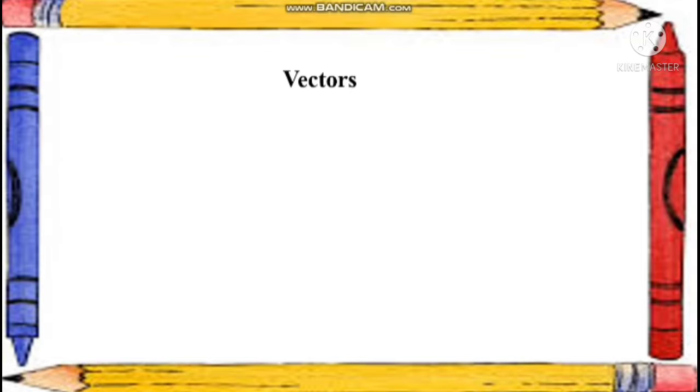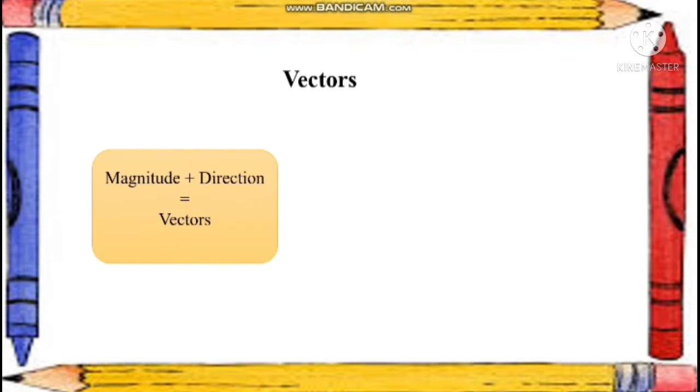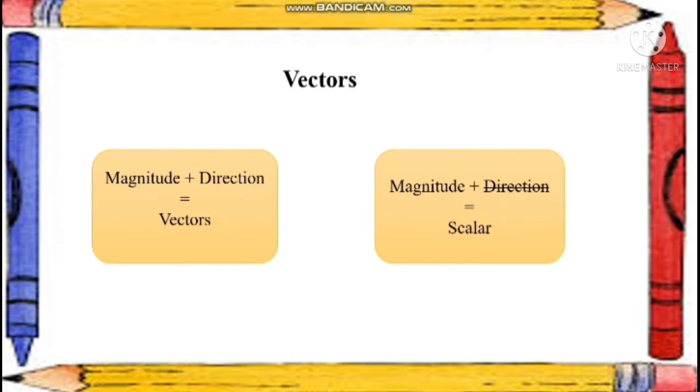Now I will explain about vector. A quantity that has a magnitude and direction is called a vector. But a quantity that has only magnitude and no direction is called a scalar.